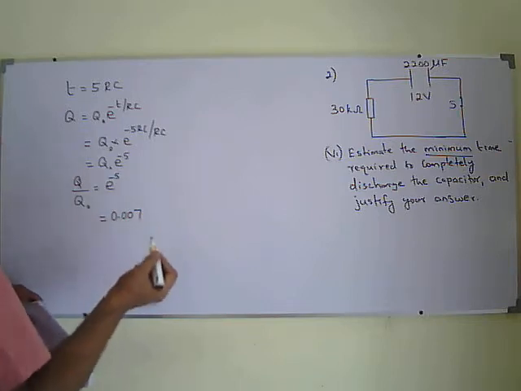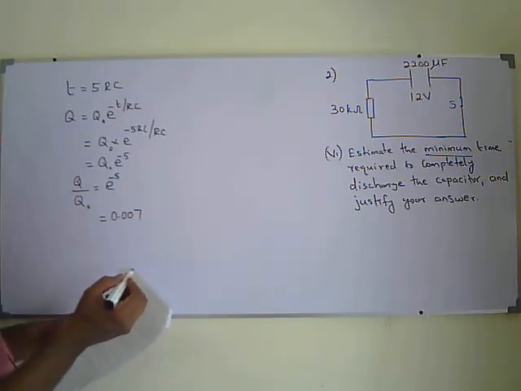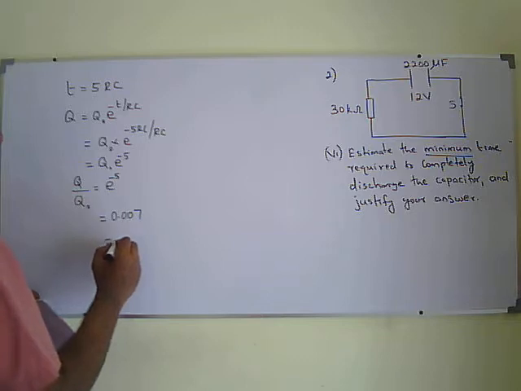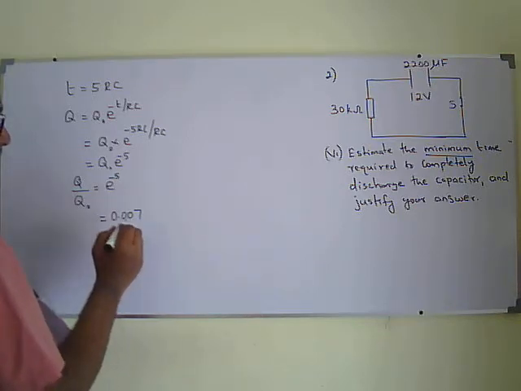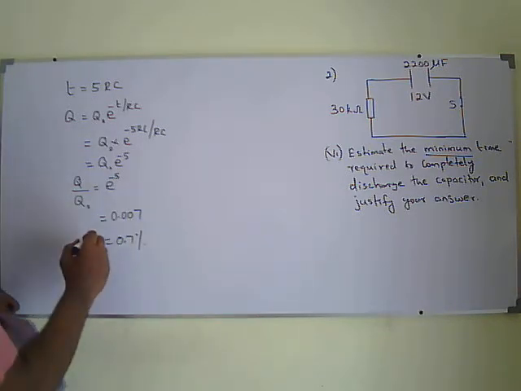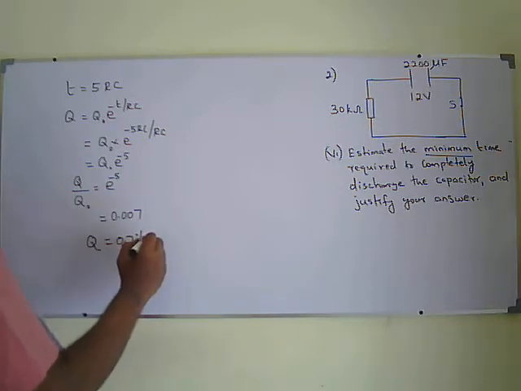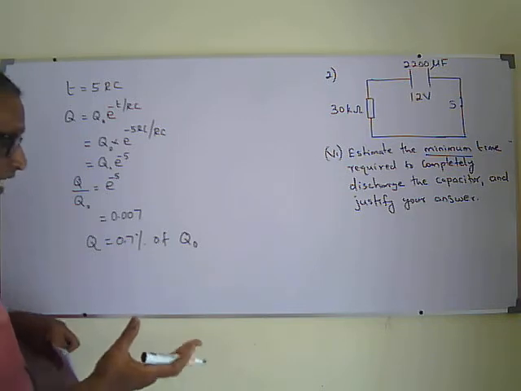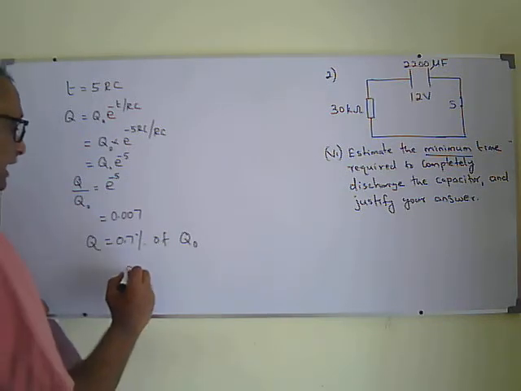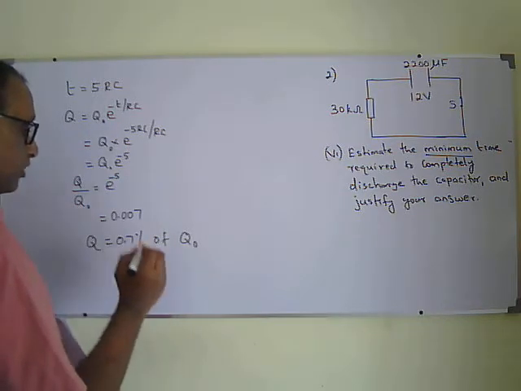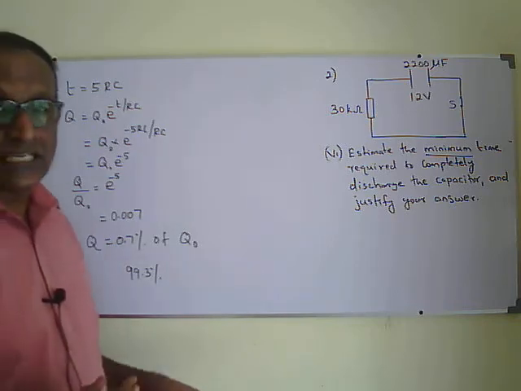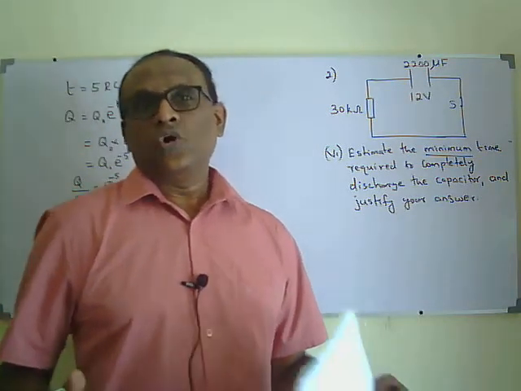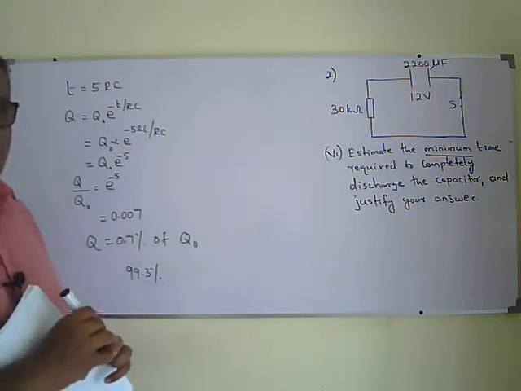0.007, or in percentage, 0.7 percent of the initial charge will remain there. 0.7 percent of Q naught will remain, which means 99.3% of the initial charge is discharged. So practically we can say the capacitor is almost discharged.